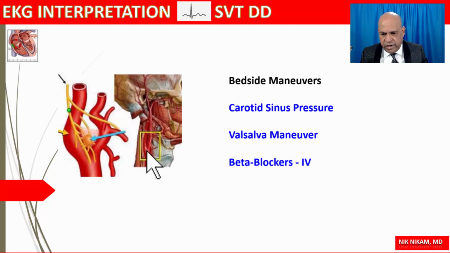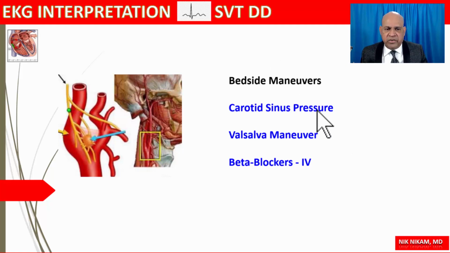As you can see in the neck at the bifurcation of the common carotid artery, there is a carotid body located, and when we put pressure on the carotid body, it sets off a baroreceptor reflex which sends impulses to the parasympathetic system, which in turn sends impulses to the heart and the AV node to slow the AV conduction, which can unravel the mystery behind the tachyarrhythmia.